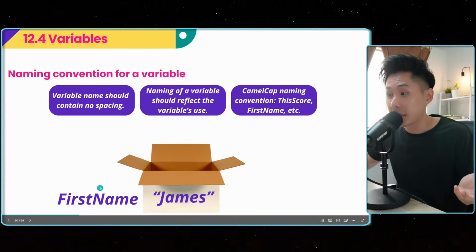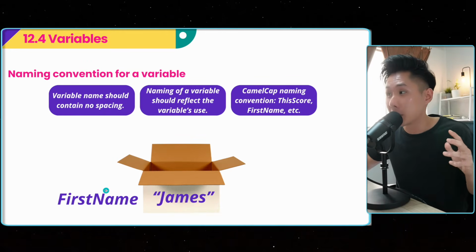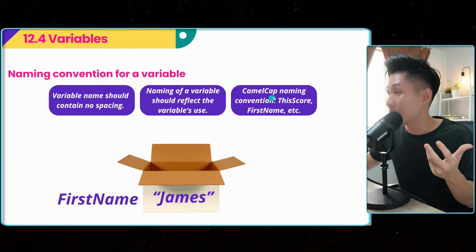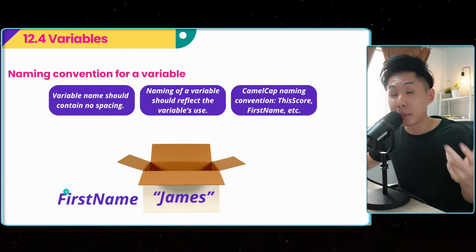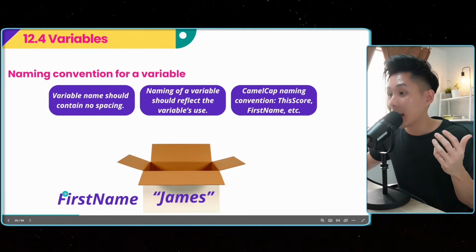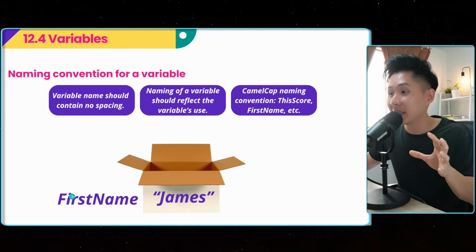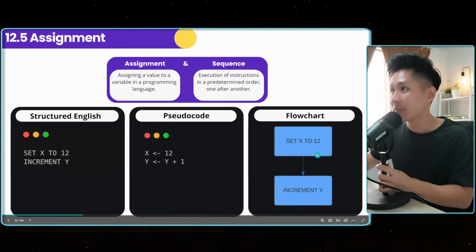But if you put first name, your colleague will know that this variable is for my name. And then here is some of the convention. Camel cap means that since space is not allowed, we can capitalize the first letter of each word in the variable to make others understand this is a two-word thing. All right, that's what we call camel cap.